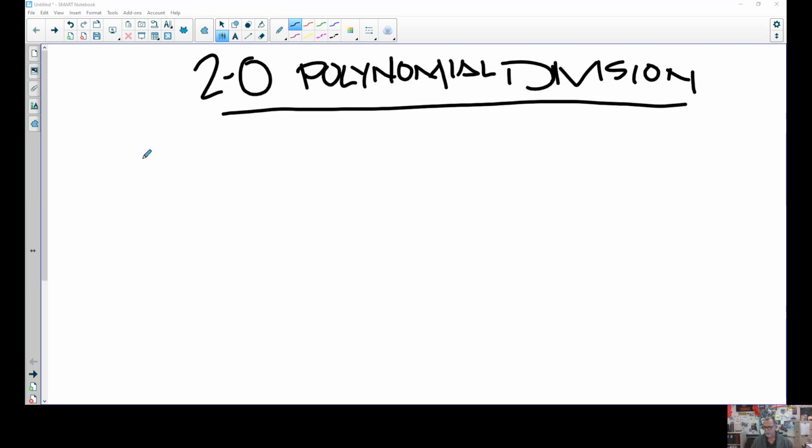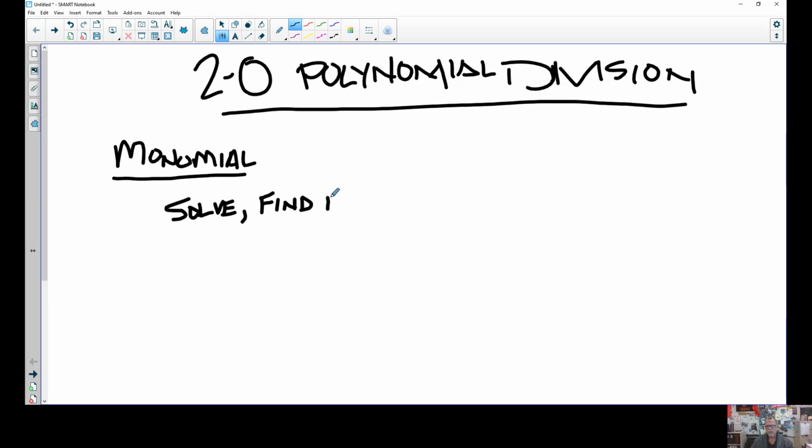So let's look at what a polynomial division problem is. I'm just going to do some examples. I think this is the easiest way to kind of lead into this stuff. So in its most basic form, this is kind of the first way, is when we have monomial division. If we have monomial division, or division by a monomial, this is the best way to say that, you would have a problem something like this, where you're asked to solve or find the quotient. Either of these would be your directions. A quotient meaning the result of division.